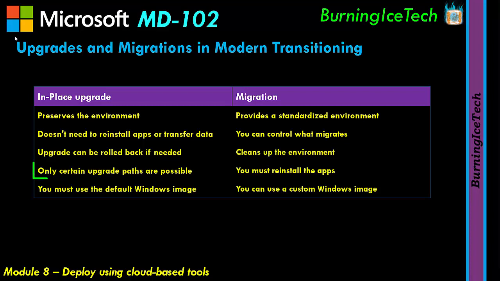Fourth item on the left says only certain upgrade paths are possible. Yes, we discussed that just a moment ago. You have to stay in your same architecture and edition. On the right, you must reinstall the apps.